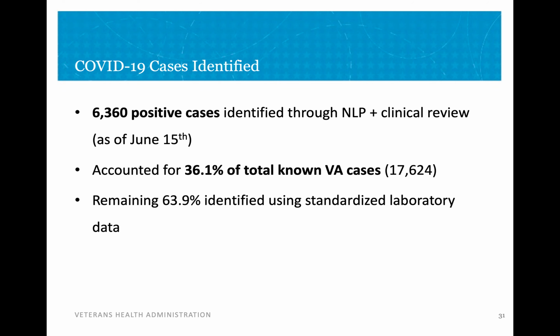Our primary objective was to identify unknown COVID-19 cases. As of June 15th, this process of NLP and clinical review had identified 6,360 positive cases, which at the time accounted for 36.1% of all known cases in the VA, with the remainder being identified using standardized lab data.